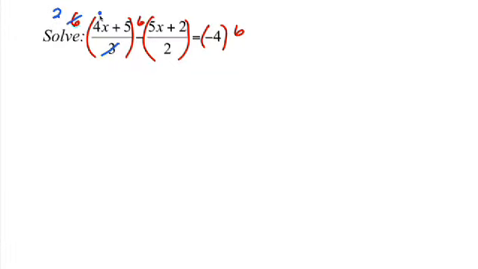2 times 4x is 8x. 2 times 5 is 10. Now be careful. This is a minus 3. I'm going to actually slide the minus up there so you realize you're actually distributing a negative 3 times both terms. So that's going to give you negative 15x and then minus 6. And on the right side, we have negative 24.